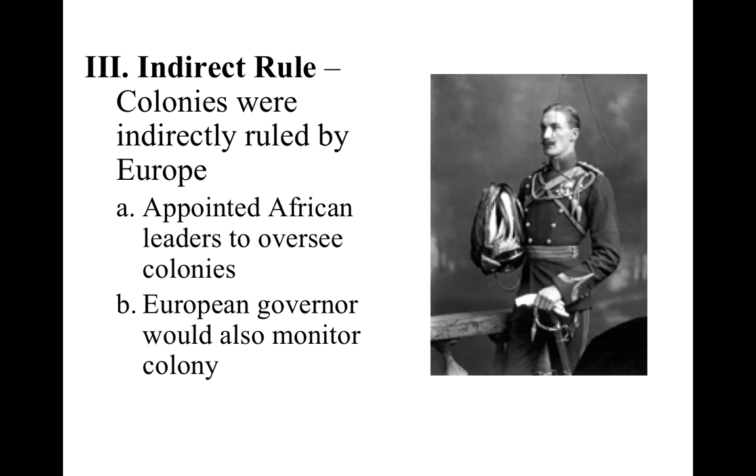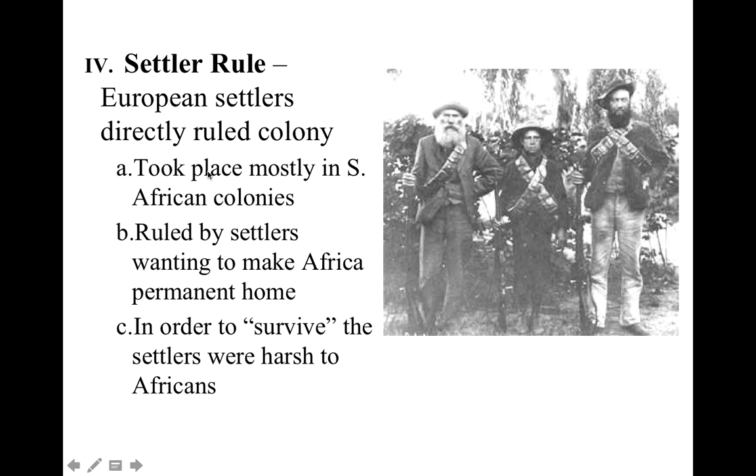And like I said, we'll get into a lot more detail about that when we talk about Rwanda. The last type is settler rule, in which groups of people would move from a particular country for one reason or another, escaping debts, religious persecution, and so forth. They went to different areas of the world and established their own colonies there. So they directly ruled the colonies. It took place mostly in the southern African colonies.